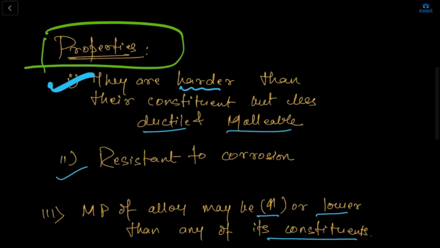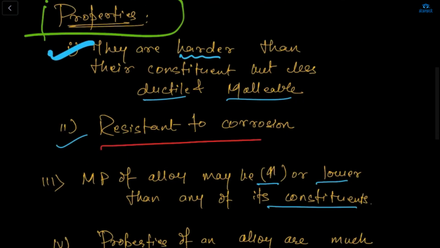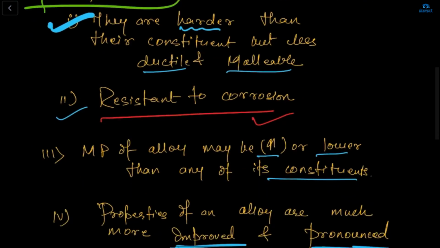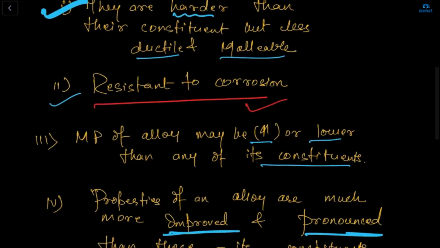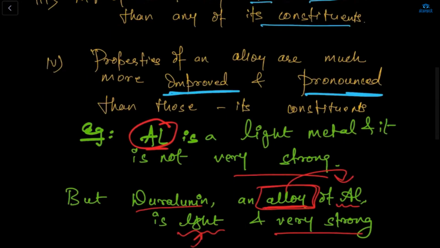So first property was that they are harder, but less hard than your ductile and malleable metals. It is resistant to corrosion, which is a very good property. Melting point of alloy, it may be higher or it may be lower. Fourth property was that if I'm mixing alloy of that particular metal, then what is happening, it's becoming very strong. It is light but it's very strong, so the property is more improved and more pronounced.